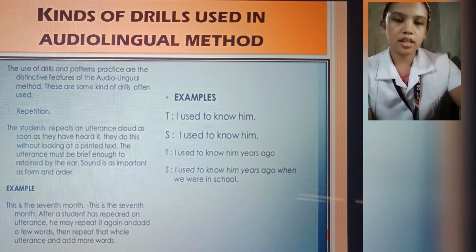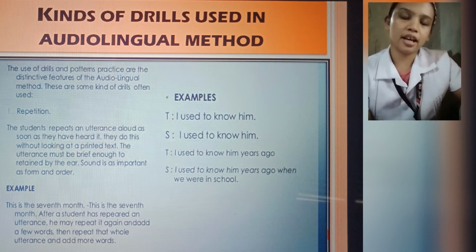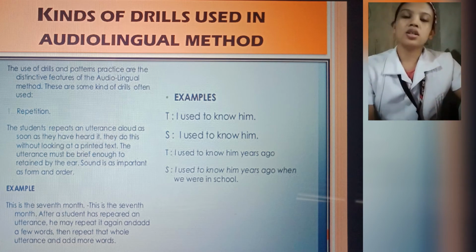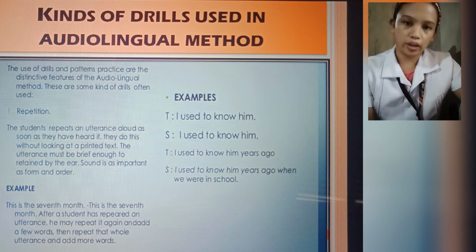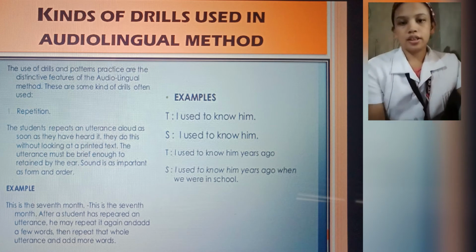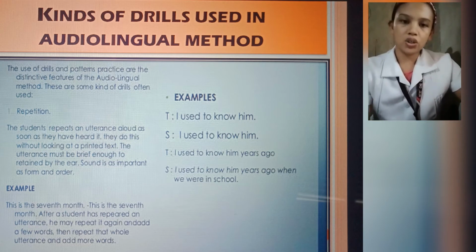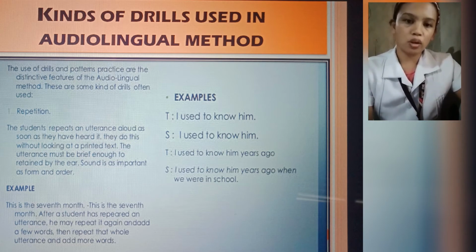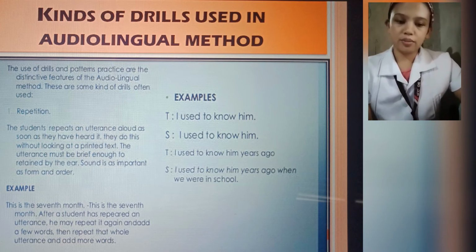So, this is the example. The teacher, this is the other example. So, the teacher said, I used to know him. The student, I used to know him. So, the teacher, I used to know him a year ago. Student, I used to know him a year ago when we were in the school. So, this is the drill by using the ear without looking at the printed text.